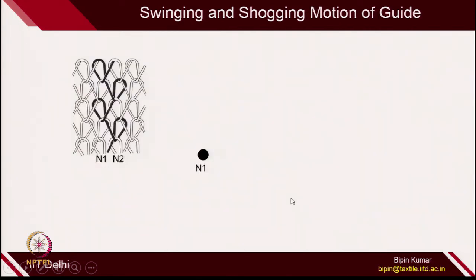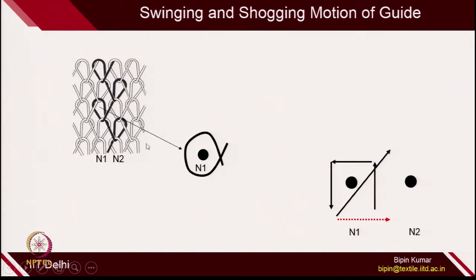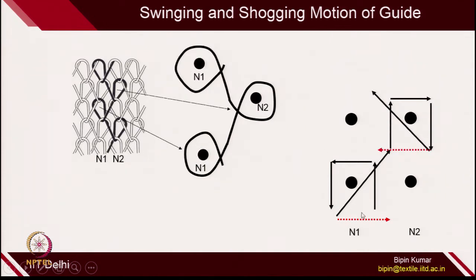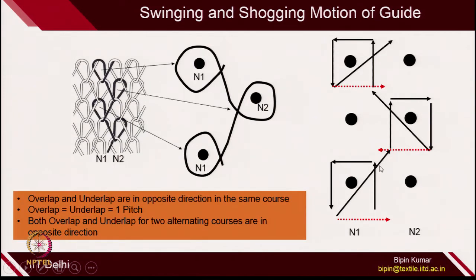In the last class I gave you one hint for a basic simple structure. The first guide provides a loop to needle N1, then N2, the second needle, then N1 in the third course, and this is how the swinging and shogging motion was happening. I also mentioned that overlap and underlap in each course are in opposite directions. There are certain fabric structures where you will find overlap and underlap in the same direction, and in subsequent lectures I will demonstrate those types of fabric structure also, but this fabric structure is one where overlap and underlap are in opposite directions.